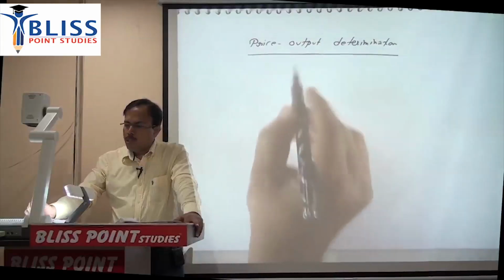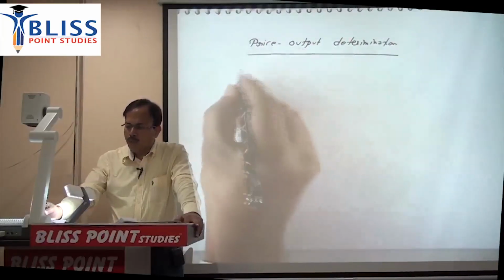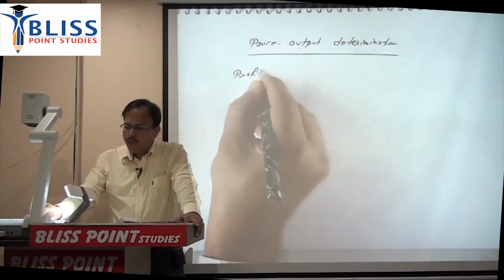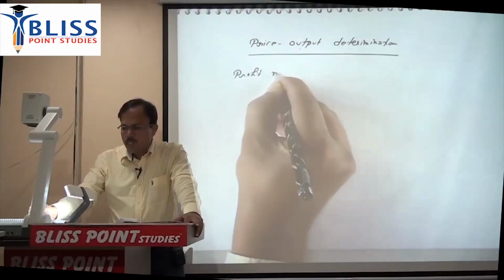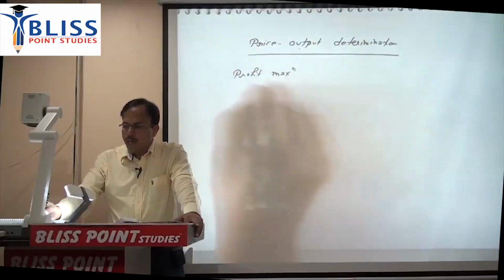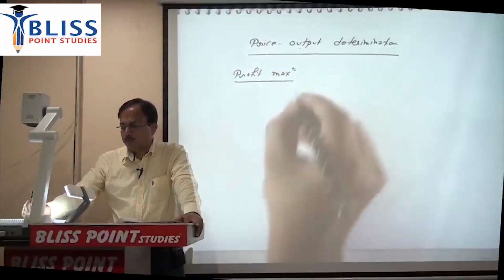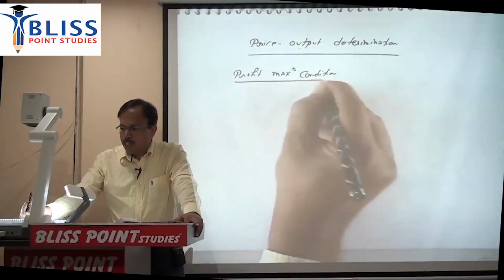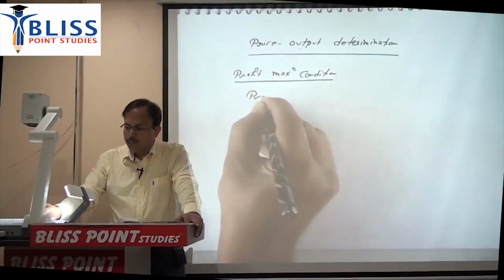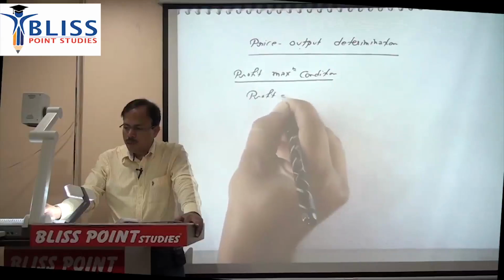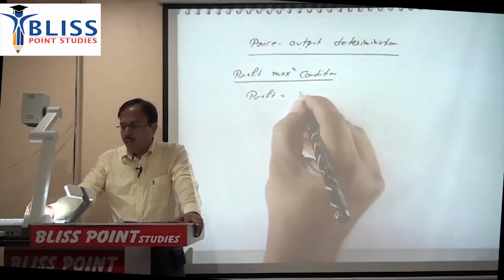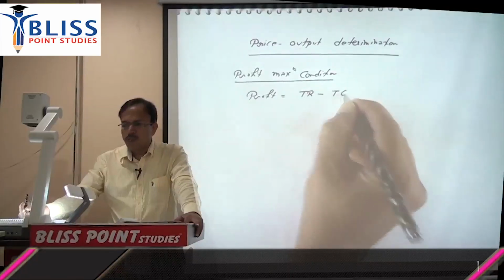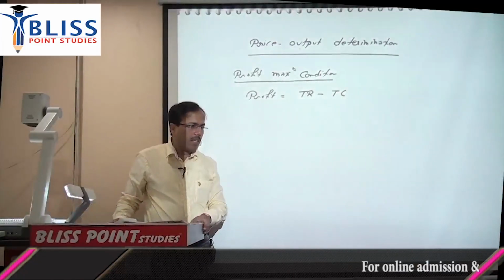So the firm will produce how much output? The objective of the firm is to maximize profit. So mainly you have to write the profit maximizing condition. So how to get the profit maximizing condition? To calculate profit, we will start with the basic firm. Profit of any firm will be total revenue minus total cost.